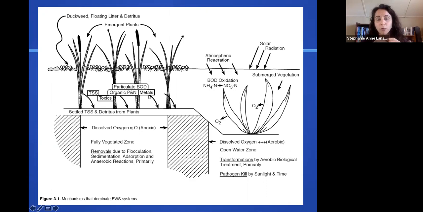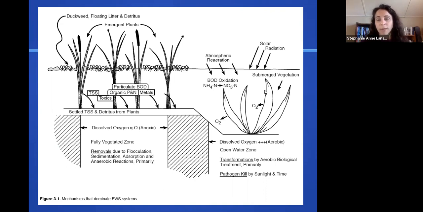Again, you're going to remove through flocculation, sedimentation, adsorption, and anaerobic reactions, which are going to be your primary removal mechanisms. You're going to get some removal through some oxygenation through atmospheric aeration at the surface, not a lot, but some. And then again, some oxygen coming from the roots of special wetland plants. You're going to get some UV radiation, which might help with decreasing coliforms.